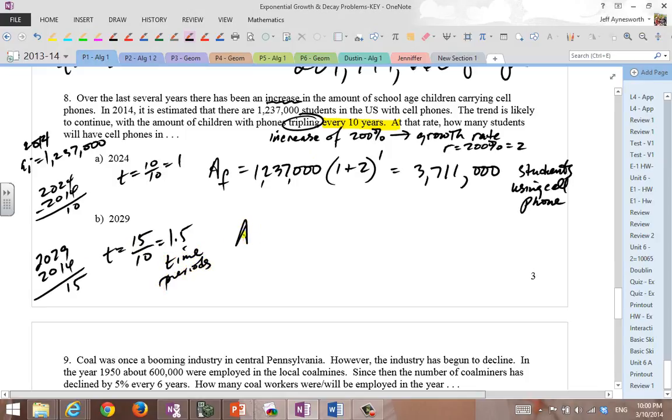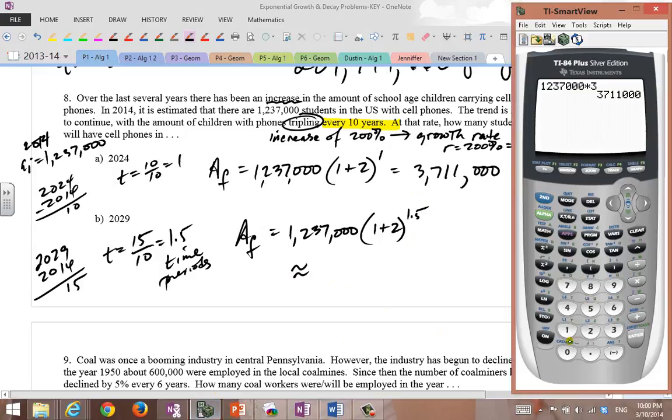So what's my future amount? Well, I've taken 1,237,000 times 1 plus 2, because remember, this is base 3. This is a tripling problem. So it's going to be base 3 here, raised to the 1.5 power. So what is that? 1,237,000 times 3 to the 1.5 power after 1.5 time periods.